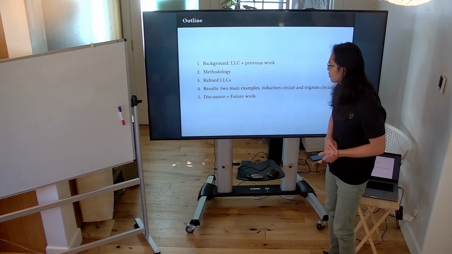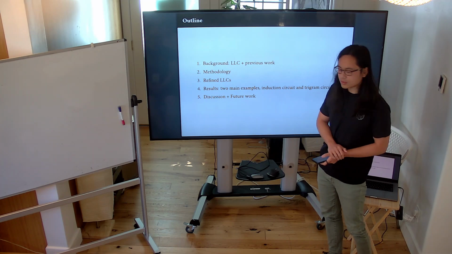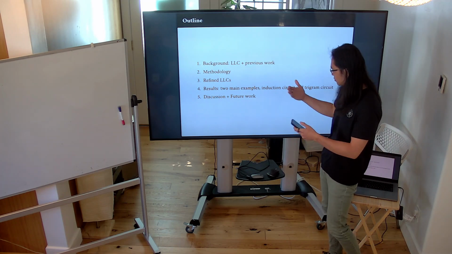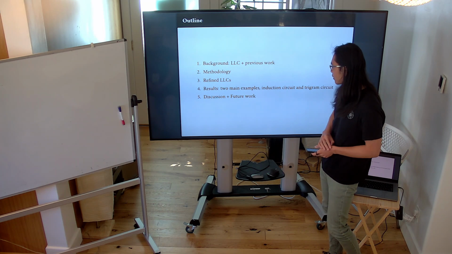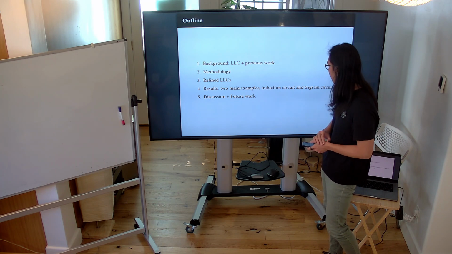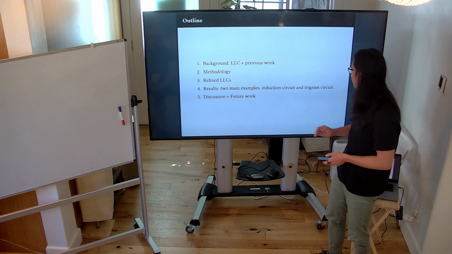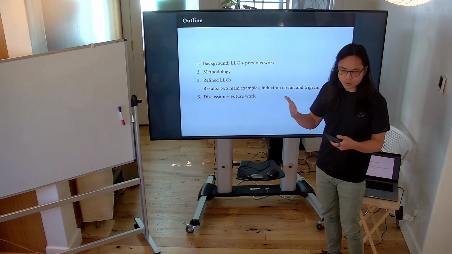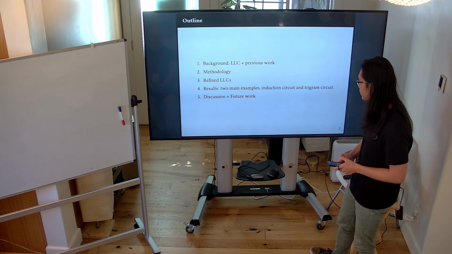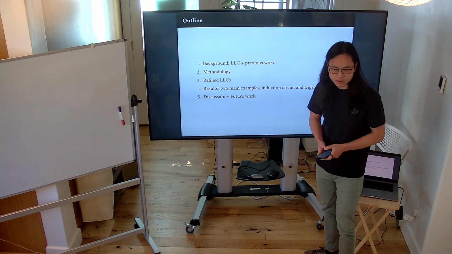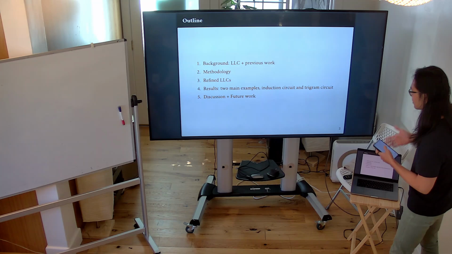Then I'll go over two main examples to walk through the methodology of using the refined LLC. One of them is an induction circuit, which has been previously studied in small transformer models, and the other is a new structure that we're thinking of as a trigram circuit. And then I'll end with some discussion and some teasers of future work.